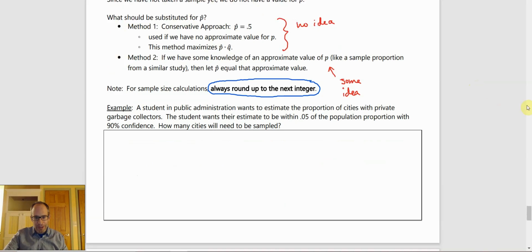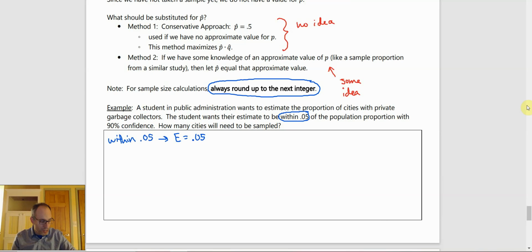All right, so then what are we doing here with this example? So it says a student in public administration wants to estimate the proportion of cities with private garbage collectors. They want their estimate to be within 0.05. So there's our bound, right? There's our specified bound right there. So the within 0.05, that means that our bound on the margin of error, so E in the formula, should be 0.05.